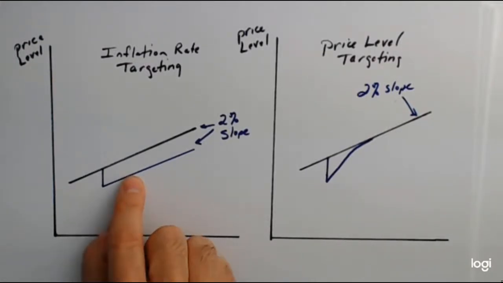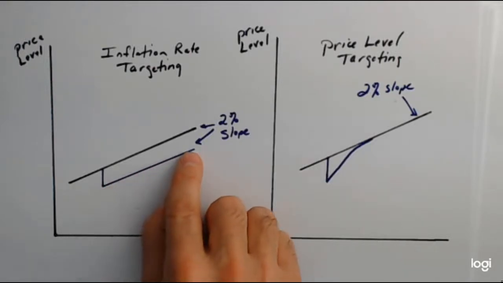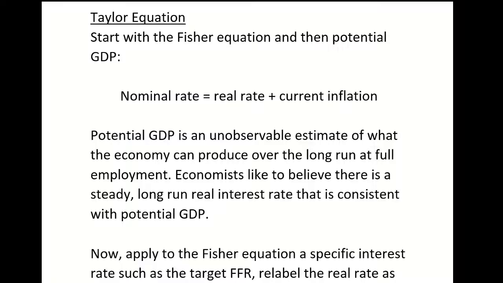And if you get a 1 year off and you miss the target in one particular year, well, you just continue the same target slope. That's the main reason why countries around the world have adopted inflation rate targeting rather than price level targeting.